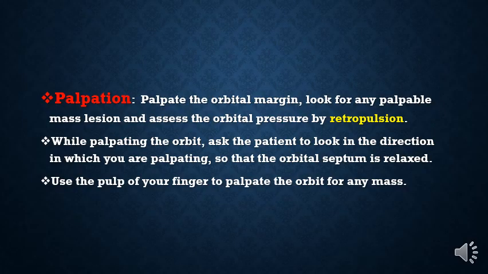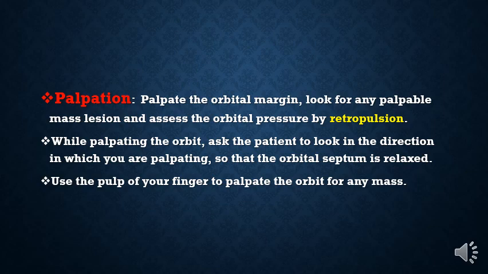Palpation. Palpate the orbital margin and look for any palpable mass lesion and assess the orbital pressure by retropulsion. Retropulsion can be demonstrated by gently applying pressure over the closed eyelids and pushing the globe into the orbit. Compare the resistance offered by the proptosed eye with that of the normal. From this, you can know if the orbital lesion is compressible or not.